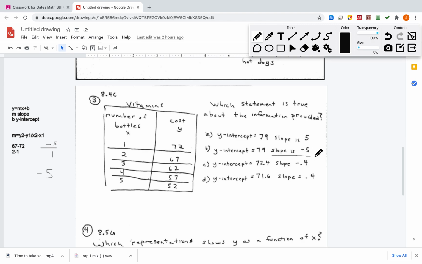So automatically I can tell that this is probably going to be the only right answer, but I want to double check to see that I got the y-intercept right too. So I know the form is going to be y equals mx plus b. So y equals, I just found out m is negative 5, x plus b.